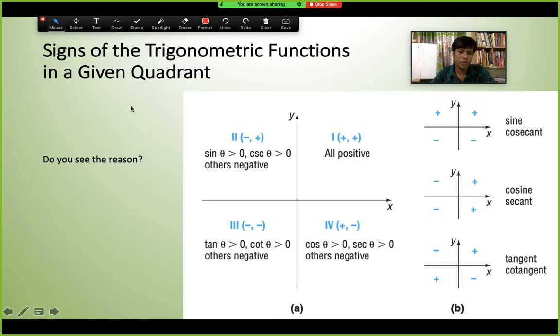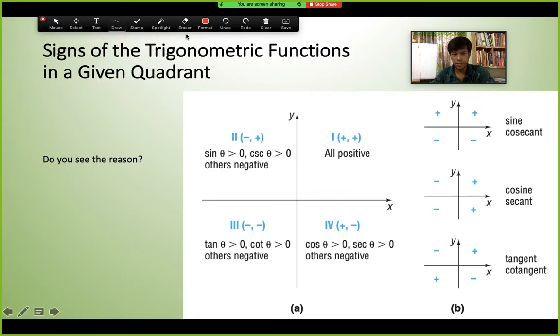Sign of the trigonometric functions in the given quadrant, like all positive, this, and this. We can prove it in many ways, but just to give you a brief idea about what happens in different quadrants. In the first quadrant, suppose you try to find out sine 30 degree, cos 30 degree, tan 30 degree, all the values will come positive here. So this is one way of examining it.